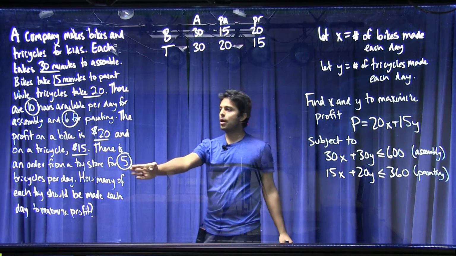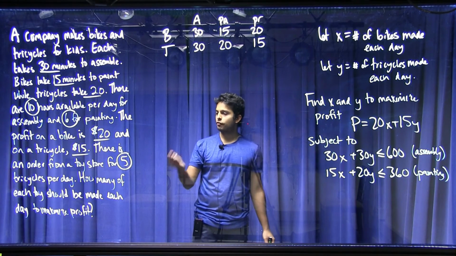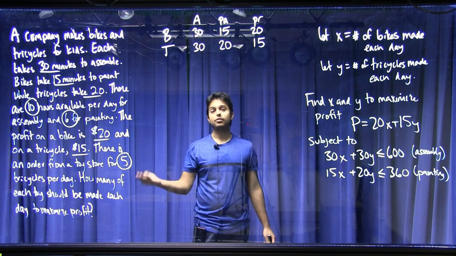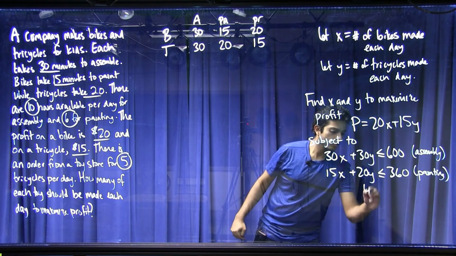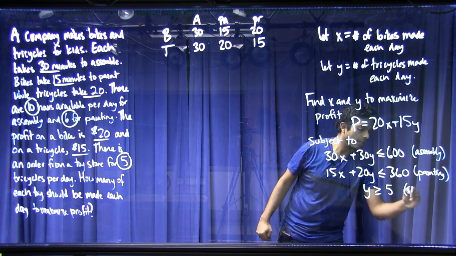There's one circled number that we haven't used yet. That's the 5. We know that there's an order from a toy store for 5 tricycles each day. So that means Y has to be at least 5. So Y is bigger than or equal to 5. And this is from our standing order.